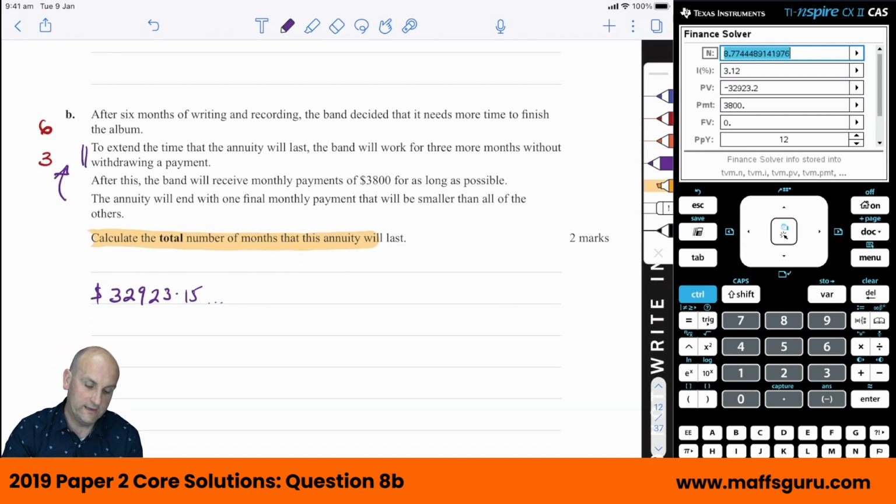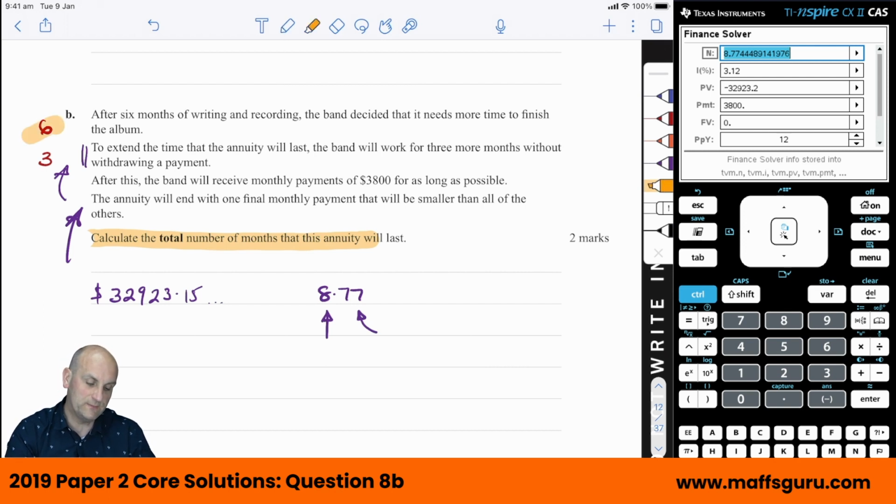So 8.77 months. That's going to effectively be here. So they're going to receive a smaller payment at the end. So the number of payments after the change is going to be 8 payments. This here will be the smaller number, which we then have to add on to the 6 and the 3. Right? So we've got 8 payments.